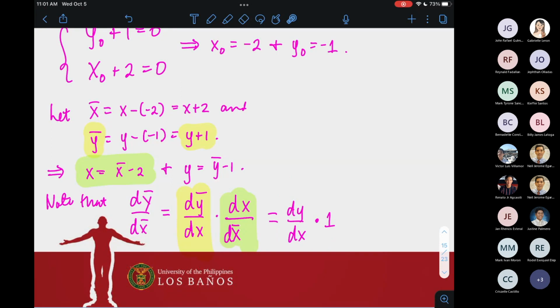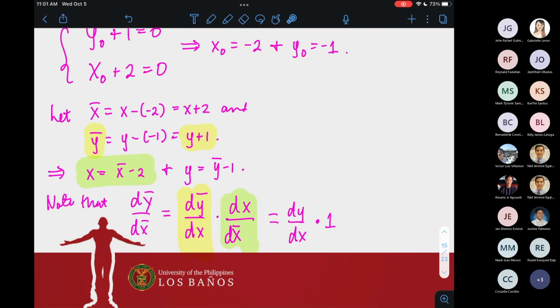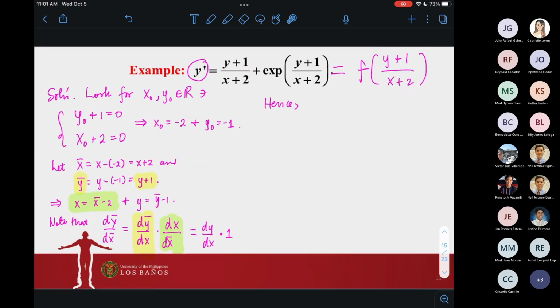Okay? So this means the dy over dx in our original ODE will be replaced by dy bar over dx bar. Okay. So hence, itong y prime na yan, magiging dy bar over dx bar pa rin siya equals, okay, equals y plus 1, all right? But we already let y to be equal to y bar minus 1. So that would be y bar minus 1 plus 1 over si x, papalitan ko ng x bar minus 2. Pero may plus 2 pa na natira. Plus exponential of the same guy.